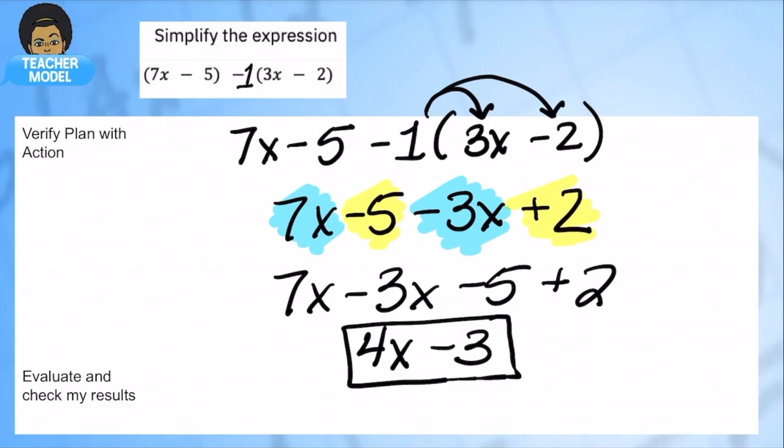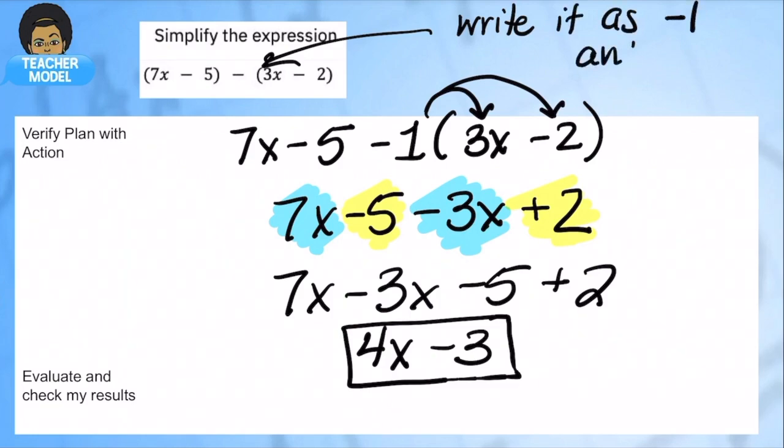Remember, if you have just a negative sign in front of your parentheses, when you see that, write it as -1 and distribute.